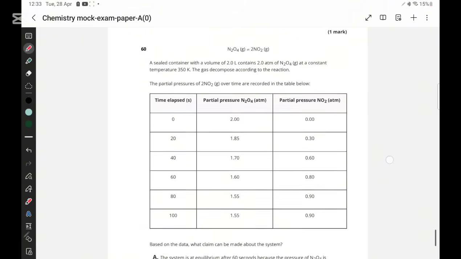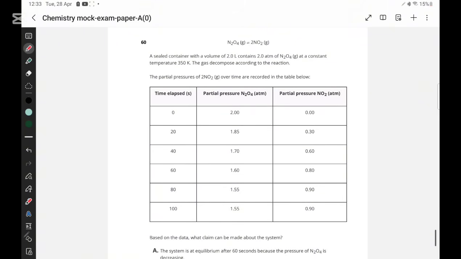For the next question, a sealed container with a volume of 2.0 liters contains 2 atm of N2O4 at a constant temperature of 350 Kelvin. The gas decomposes according to the reaction. The partial pressure of 2NO2 over time is recorded in the table below. Based on the data, what claims can be made about the system?